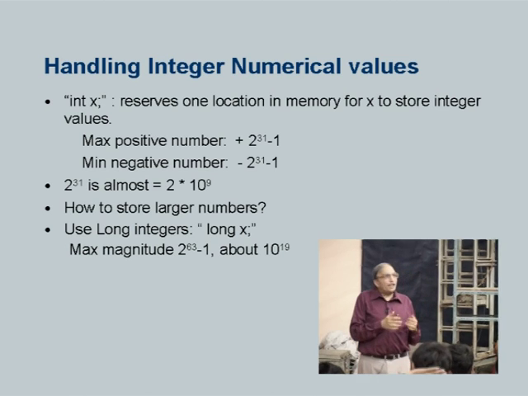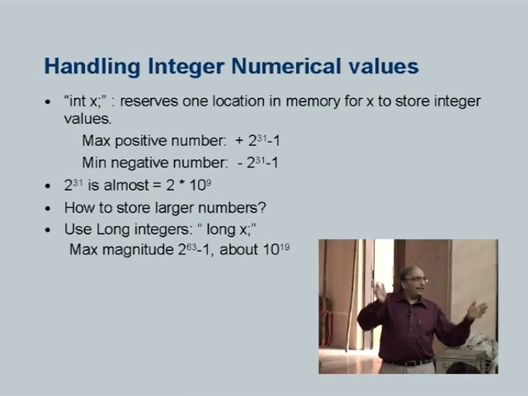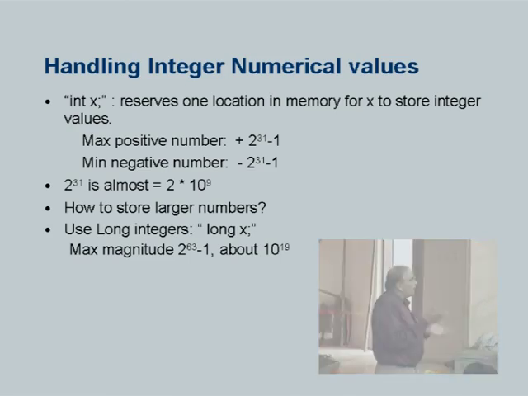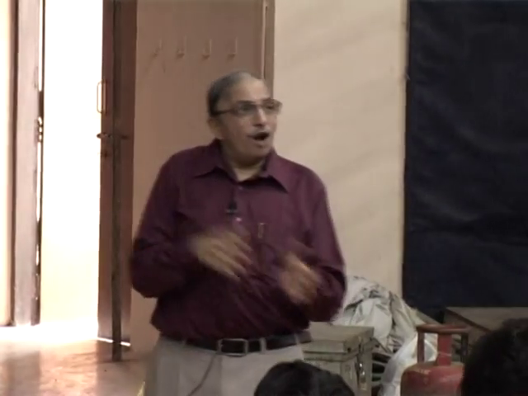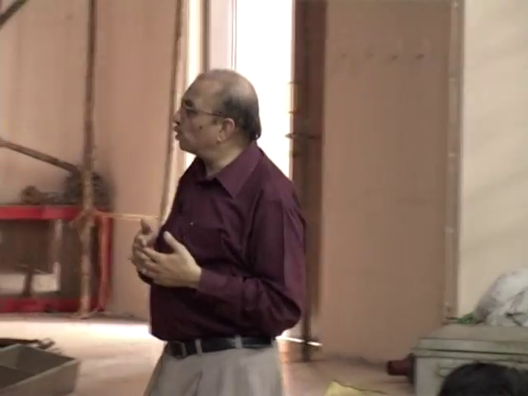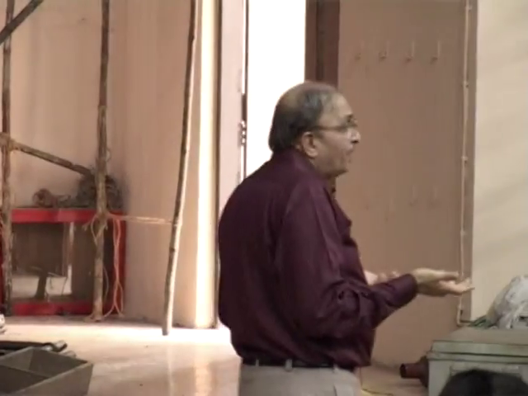But it is good enough for us to understand that with int x, int a, int b, int count, whatever, we'll be able to roughly store 9-digit numbers, plus or minus. And with long x, long y, whatever, we'll be able to store about 19-digit numbers. That is good enough precision for most of the integer operations. But that is not the end of scientific calculations.